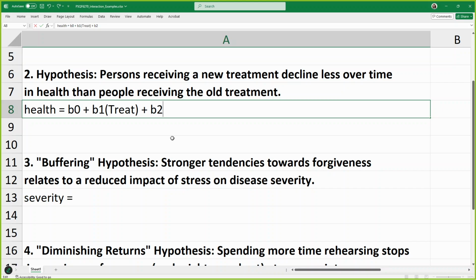Time. Yeah, good. So this is a longitudinal example. The model for the variance would have to look a lot different, but we're just focusing on the fixed effects here. Now what? Interaction. I need the interaction.